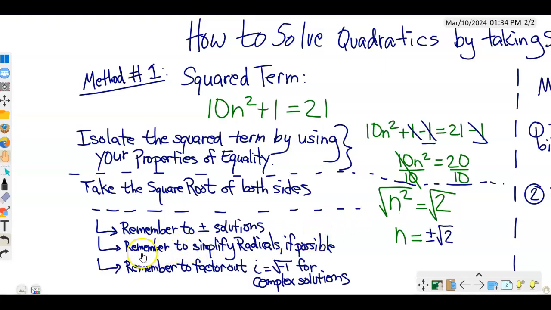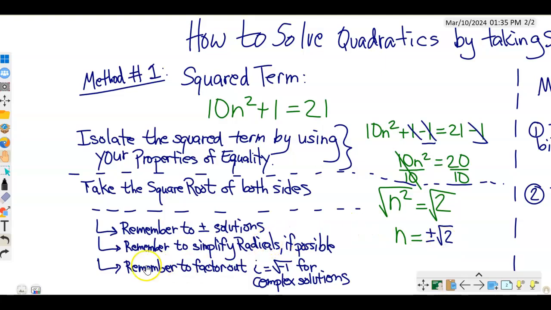Second thing, remember to simplify radicals if possible. Mathematicians like to work with the smallest irrational numbers they can get. Okay? So just like we would reduce a fraction if we could, we are going to simplify a radical if we can. And in the case of the square root of 2, there's nothing you can do with that. It's as simplified as it's going to be.